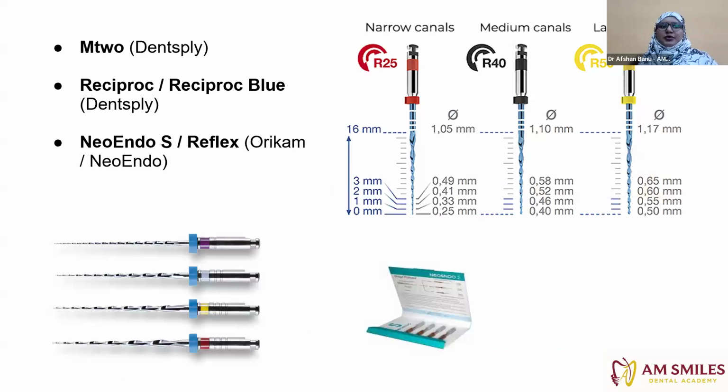And these are the files which have these S-shape designs, general files. So I recommend M2, and I have also used Neo Endo S, so it is very good. You can use that. Or one problem about Reciproc. Why I'm not recommending Reciproc, I will come to in the next slide. But Reciproc is a very good file.